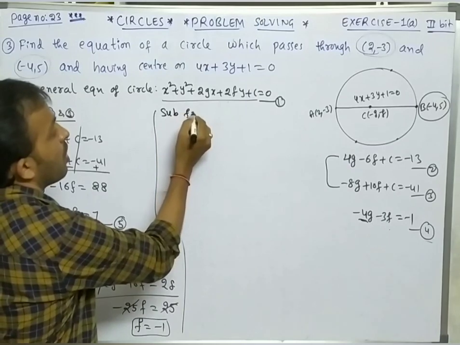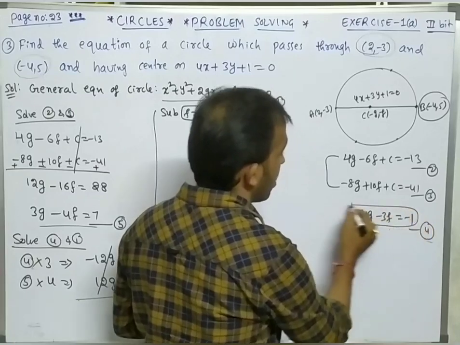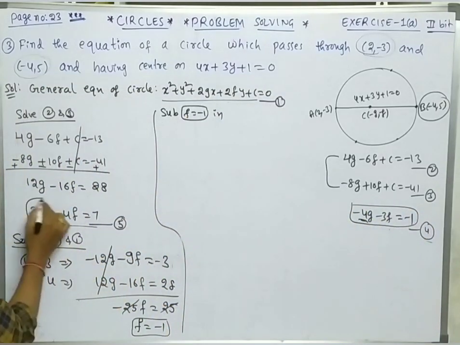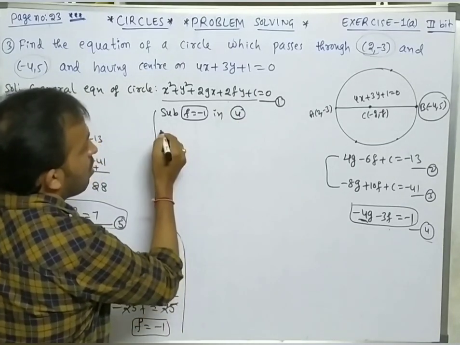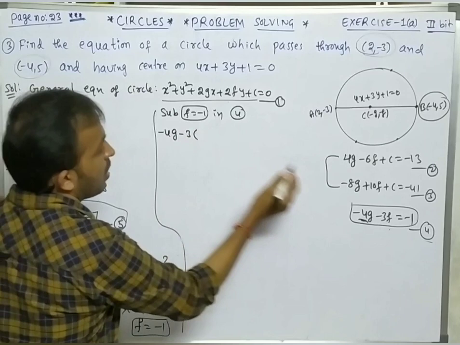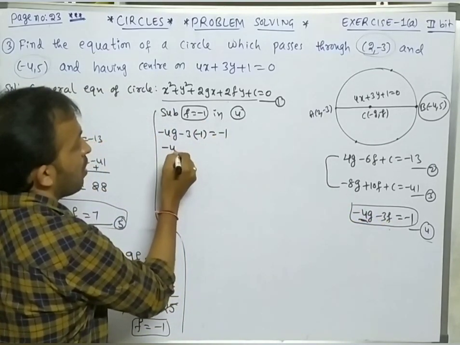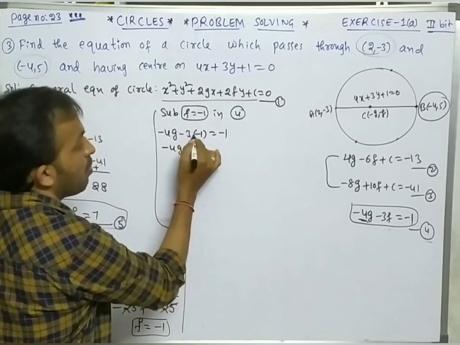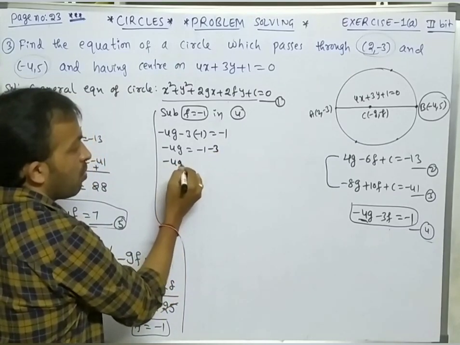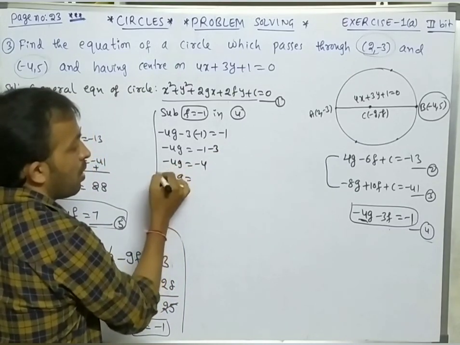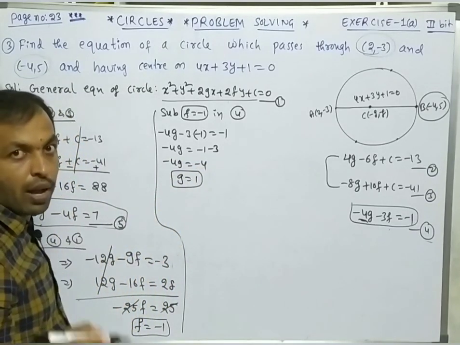Substitute this f is equal to minus 1 in one of these two equations, 4 or 5. So I am substituting in 4. Minus 4g minus 3 into f, means minus 1, is equal to minus 1. Minus 4g is equal to minus 1, minus into minus plus 3, plus 3 becomes minus 3. So minus 4g is equal to minus 4. Minus 4 cancel, g is equal to 1. So we got the g value and f value.